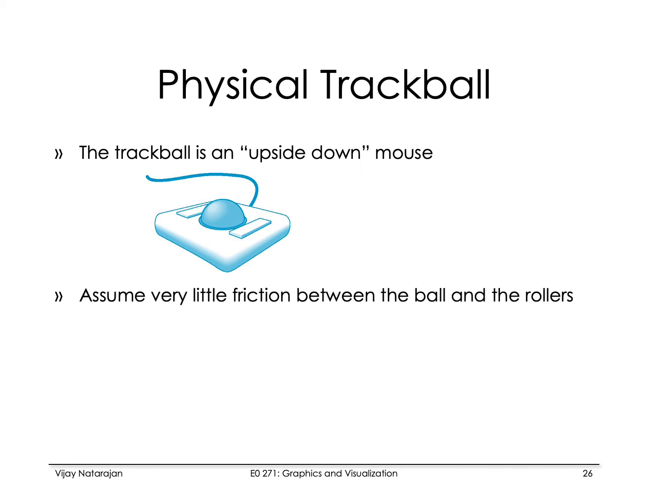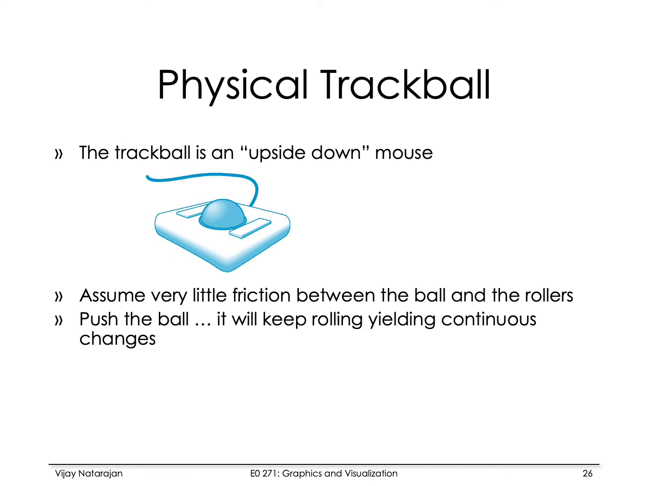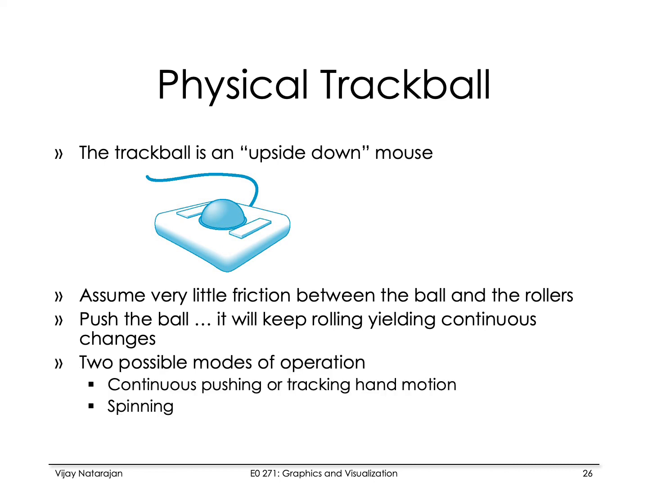Let's assume further that this ball has no friction, so it rolls freely. So essentially, if you push the ball, it will keep rolling in that direction. So if I have to use this upside down mouse, there are two modes of operation. One is you continuously hold with your hand. You can hold this ball and move it in some direction. The other is you can push it in some direction, like push it like that, and it keeps spinning.